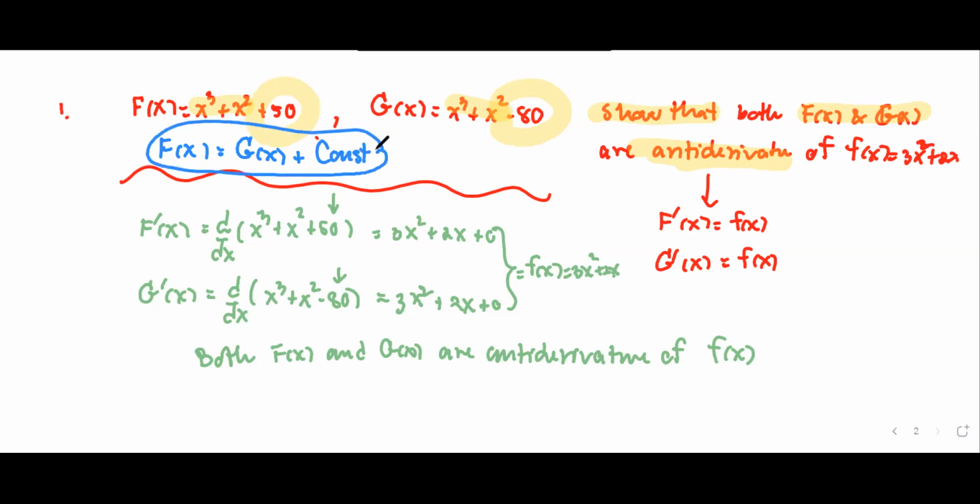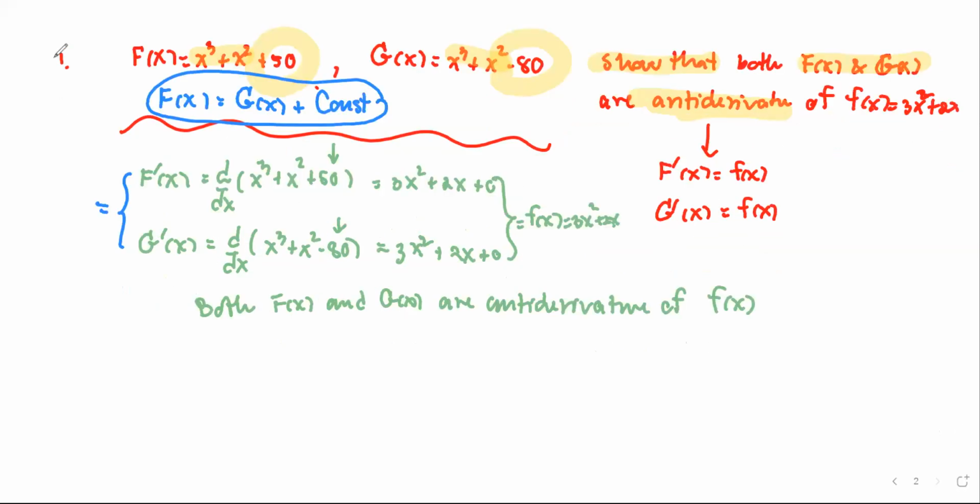So if you have this relationship, that means both F prime and G prime will give you the same expression. And we can say that both F prime and G prime will give you the same function, or we say F and G are antiderivatives of the same function. Okay, the first example here is just a concept problem to make sure that you understand the concept of the antiderivative and how you can work it out.